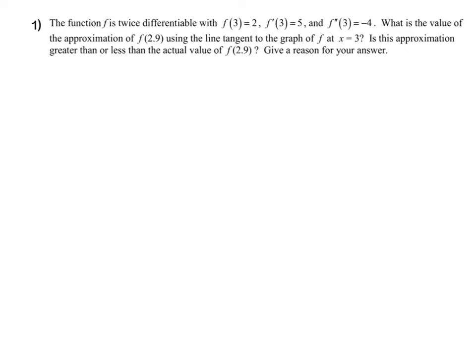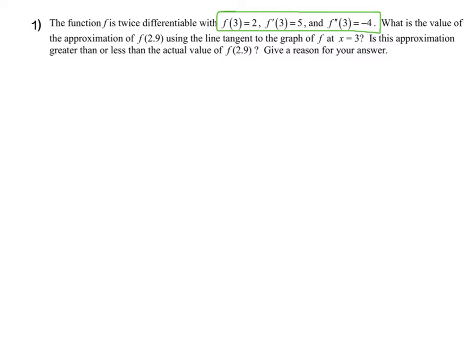This first example says the function f is twice differentiable with f of 3 is 2, f prime of 3 is 5, and f double prime of 3 is negative 4. What is the value of the approximation of f of 2.9 using the line tangent to the graph of f at x equals 3? You can see 2.9 is obviously a very close value to 3. We're given all of this critically important information about the function f at x equals 3: the original function's value at 3, the first derivative, and the second derivative. And then they're asking, is this approximation greater than or less than the actual value of f of 2.9? That's where the overestimate or underestimate comes in.